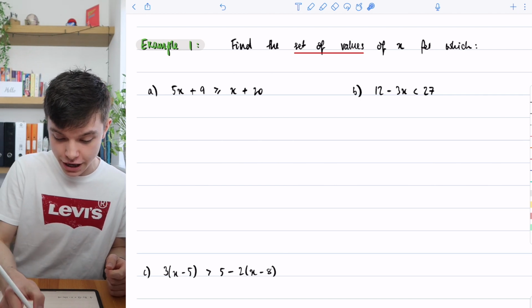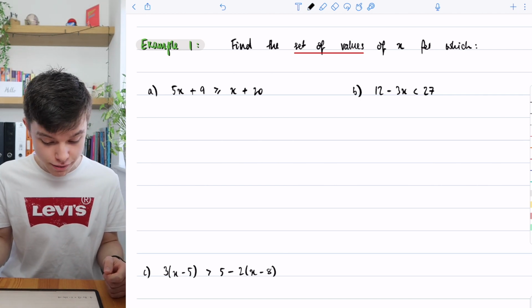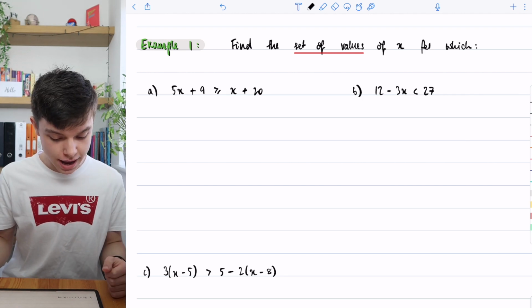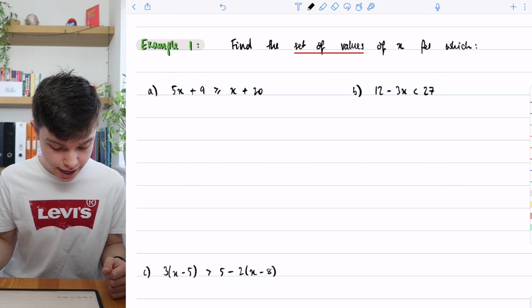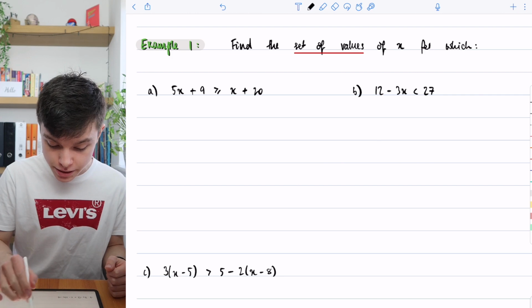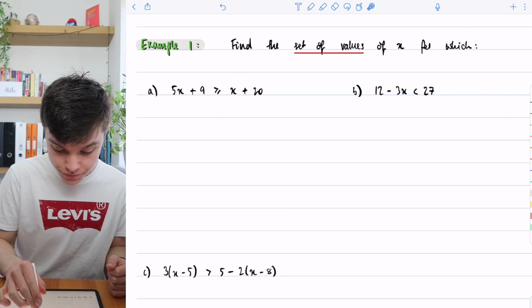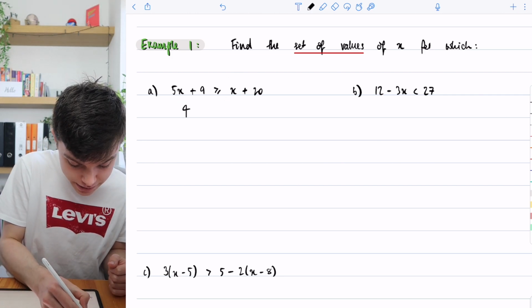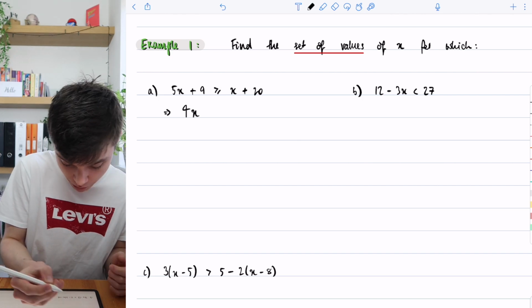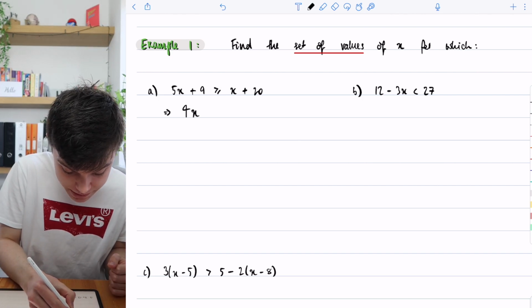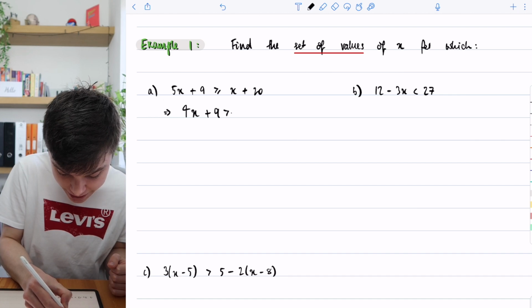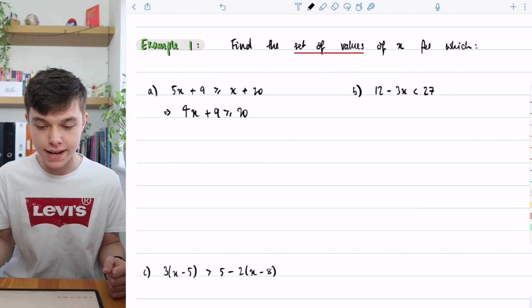Okay, hopefully you've had a go. Let's see if your answers are correct. We've got x on both sides here, on the left and the right hand side for part A. So what I'm going to do is take this x over to this side. So I'm going to get that, being equal, or we can use an arrow, to 4x plus 9 is less than or equal to 20.